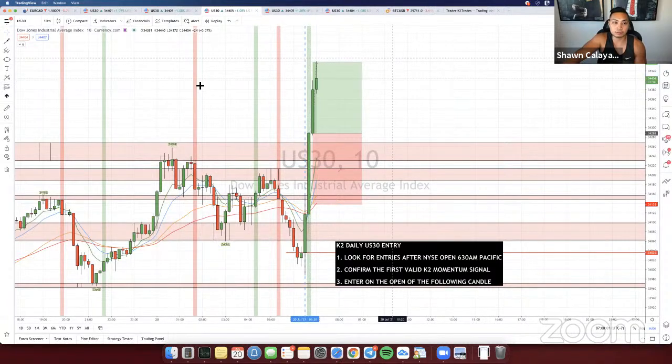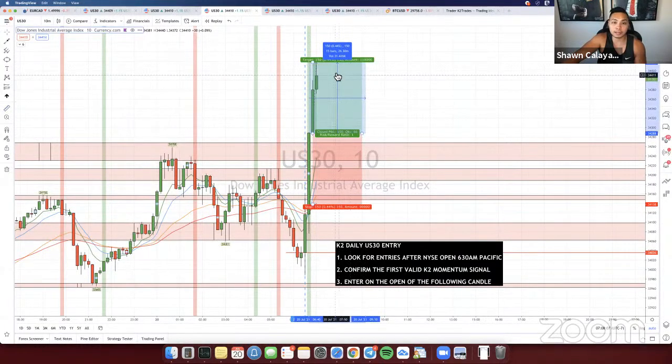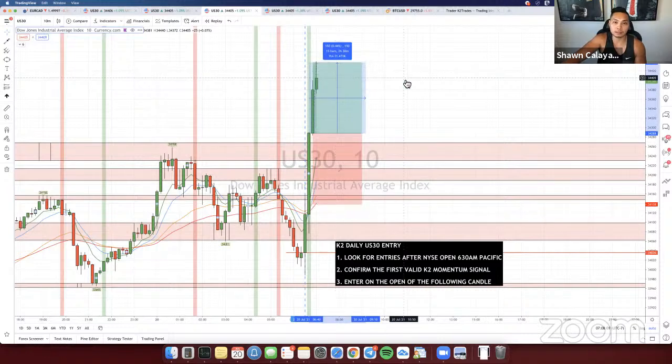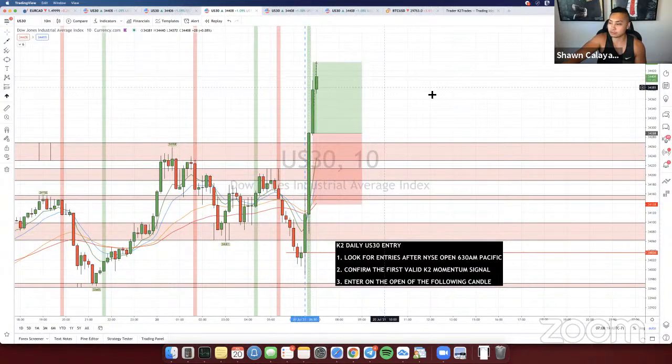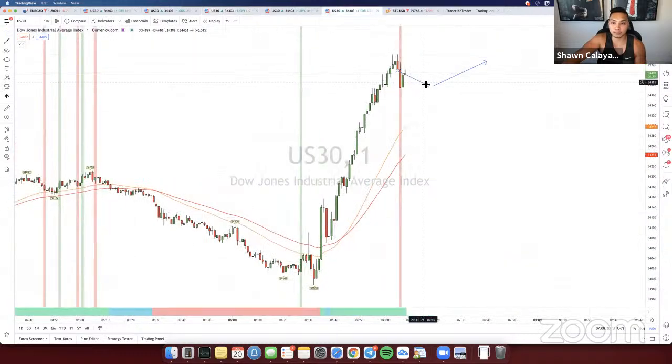Obviously this would have been nice if I caught this all the way up, because this would have been a nice 15,000 right here. If you caught the entire move, that'd have been 15,000 with the 10 lot. But the downside is if you enter too late, you get caught in this nasty retracement right here. So this is why I'm more inclined to wait.